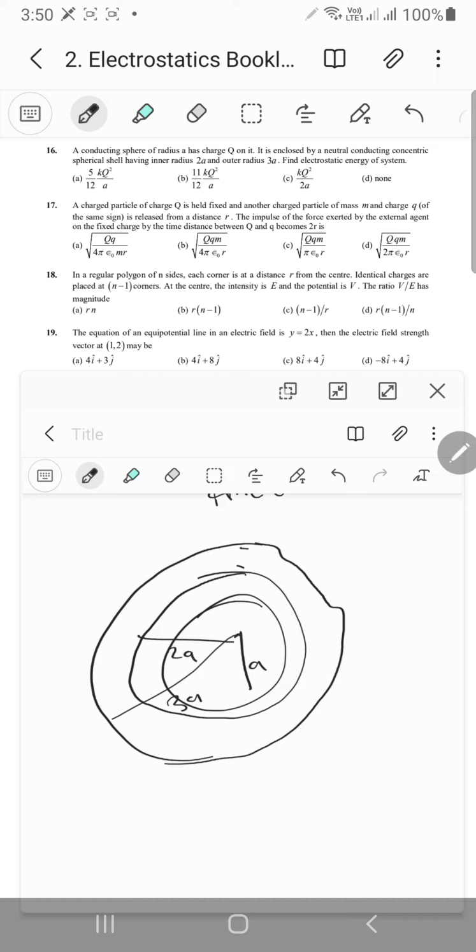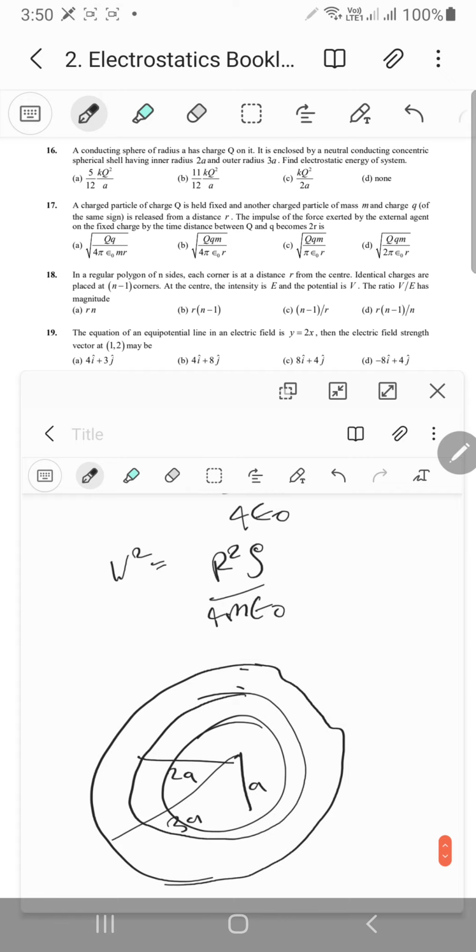Okay. Find the electrostatic energy of a system. Oh, okay. So you have to deal with self energies and everything at this point. So this is going to get really complicated. Well, first of all, we need to find the distribution.